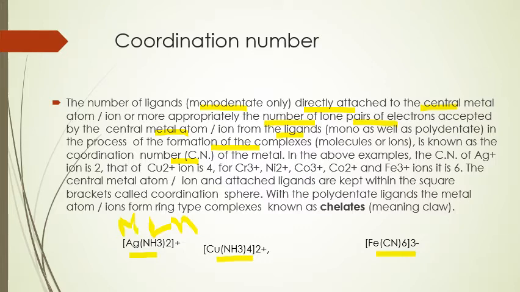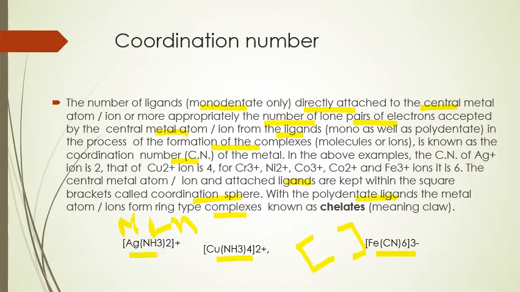So the central metal atom or ion attached to the ligands is kept within the square brackets, which is called the coordination sphere. What is this type of brackets? This is the square brackets. So always the complexes include the central metal atom with the ligands in a coordination sphere, and with many of the polydentate ligands when they form the complex.